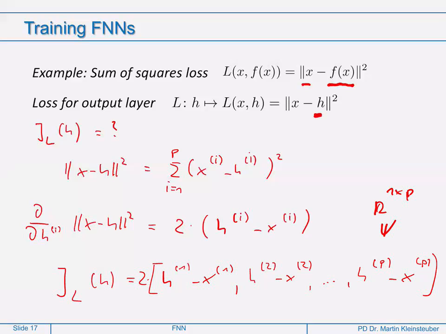Of course, depending on the output layer, we have different Jacobi functions for training. But it's clear that the Jacobi matrix of the loss function should somehow play a role in how to train it.